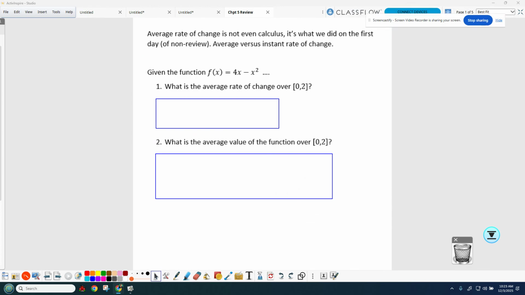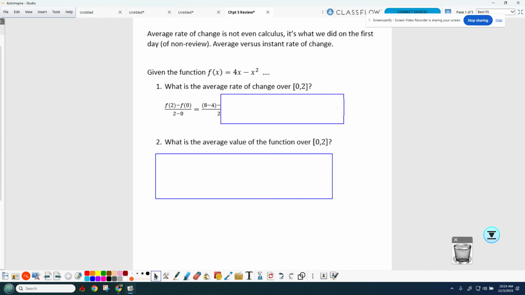Part of the reason I'm putting this up here is they overload the word average. So I want you to see and realize, okay, average rate of change versus average value of the function. Felipe, how do I find the average rate of change? B minus A over the number? Okay, f of b, change in y over change in x, it's just slope. So f of 2 minus f of 0 over 2 minus 0, and we get a whopping 2.